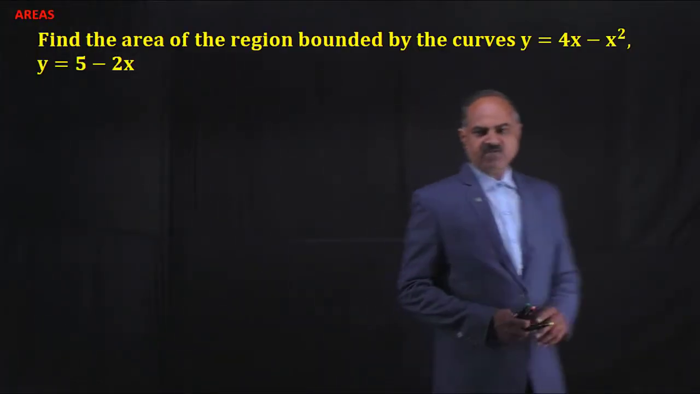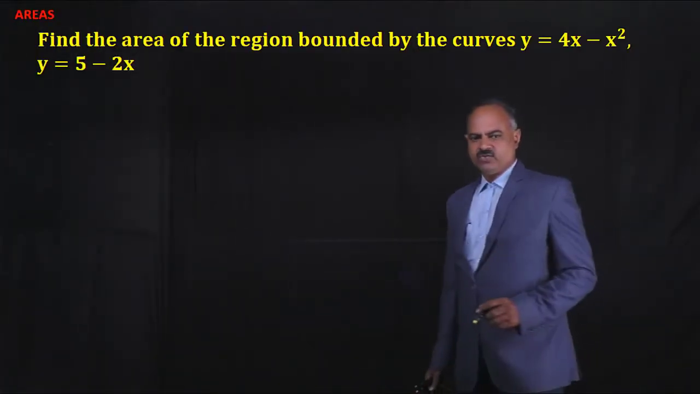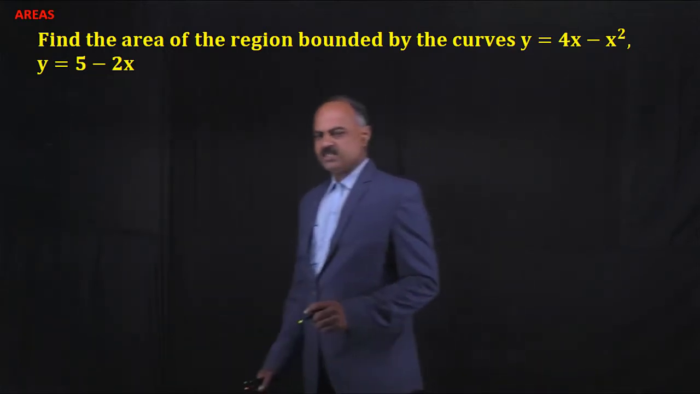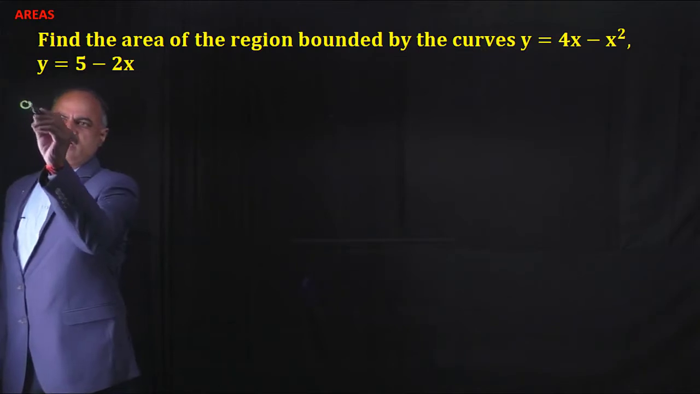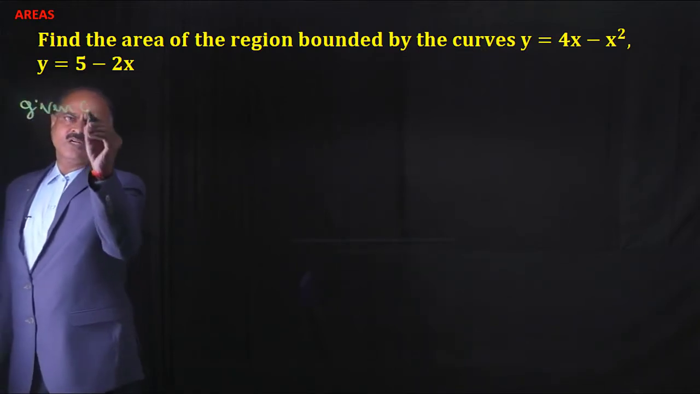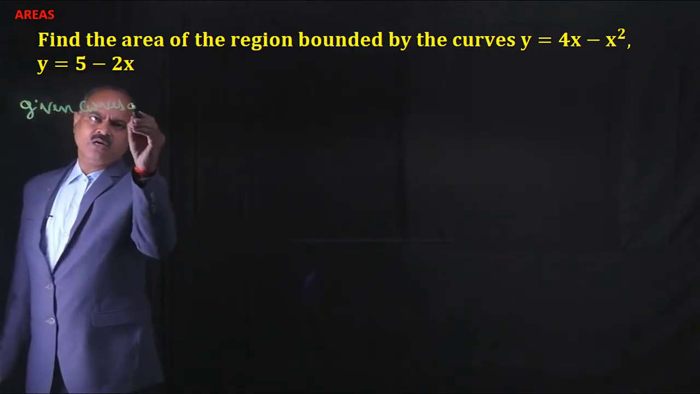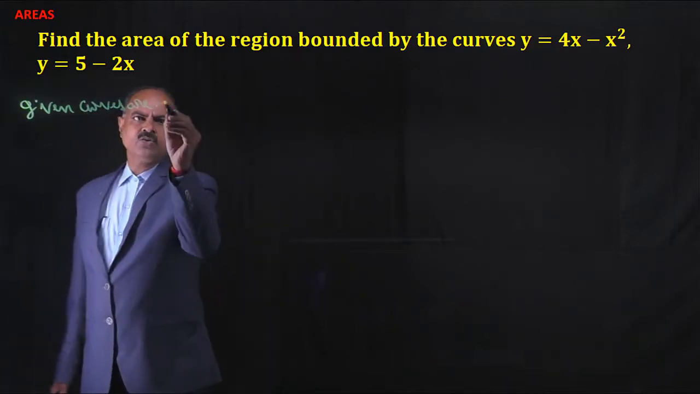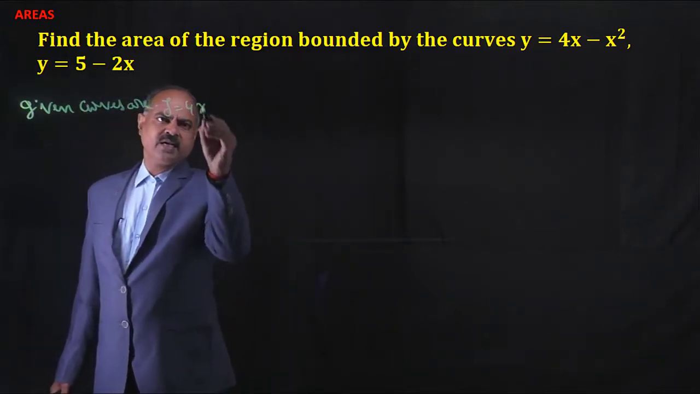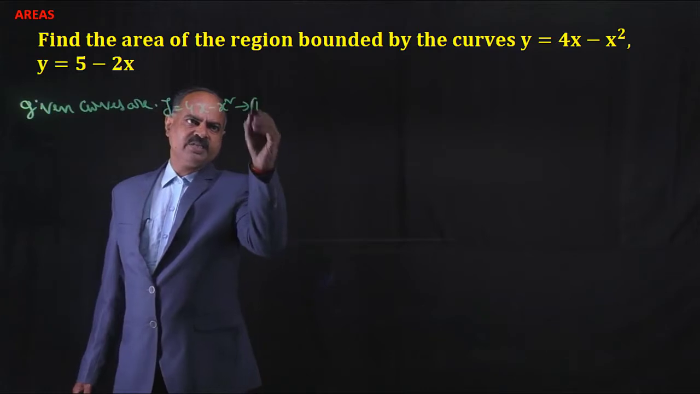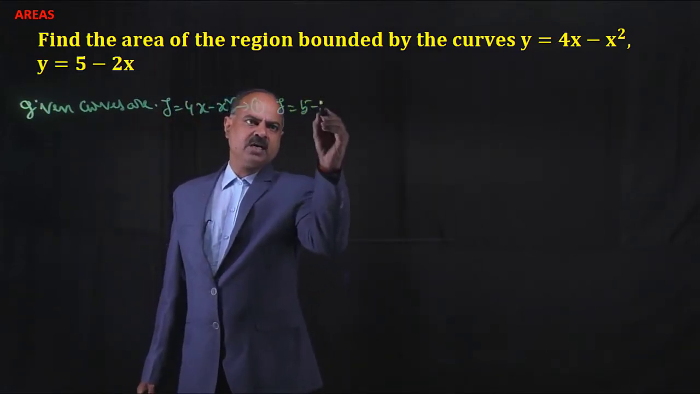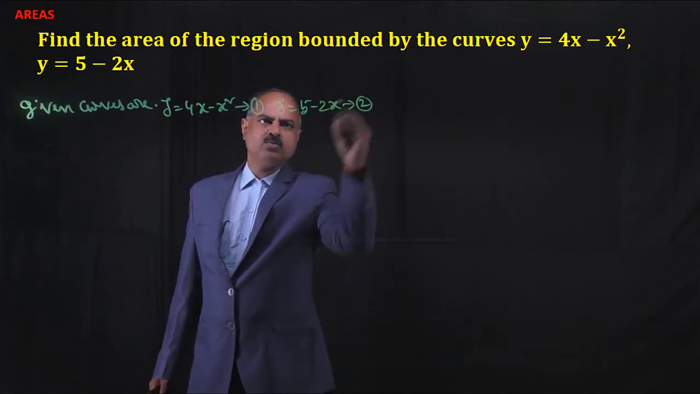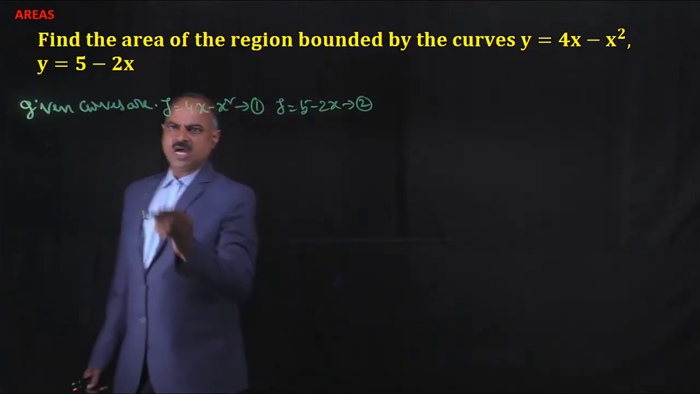Find the area of the region bounded by the curves y equal to 4x minus x square and y equal to 5 minus 2x. Given curves are y equals 4x minus x square, equation number 1, and y equals 5 minus 2x, equation number 2. Solve 1 and 2.